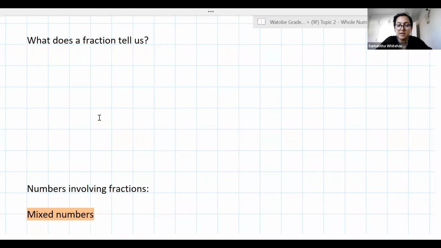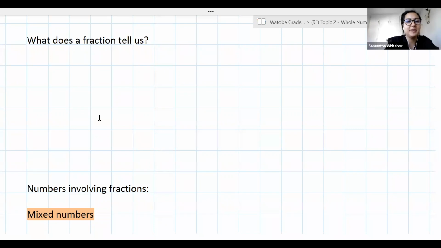So have a think. If anyone wants to raise their hand and try to give me an answer, please do. Otherwise, you can pop it in the chat. I'm going to give you a few seconds to think about an answer to that question in terms of why are fractions helpful to us? Why do we use them? What do they tell us? No one.